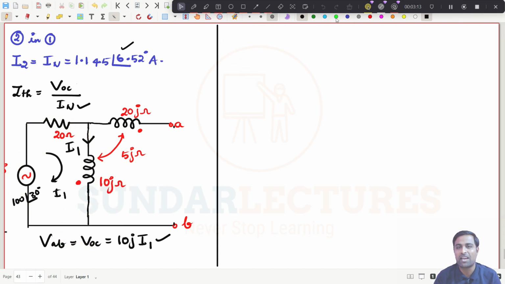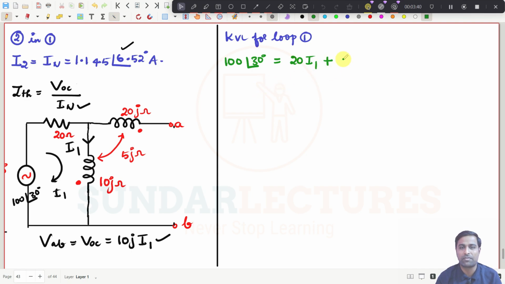Simply apply KVL, KVL for loop number 1. There is only one loop anyhow. So if you do so, what you will get? Straight away it is 100 at an angle of 30 degrees. That is equal to, I can write this as now, 20 I1. See this current, that will also be plus. Only self-induced EMF, right? So it is 10J I1. Simply, right? What you will get here? 20 plus 10J.